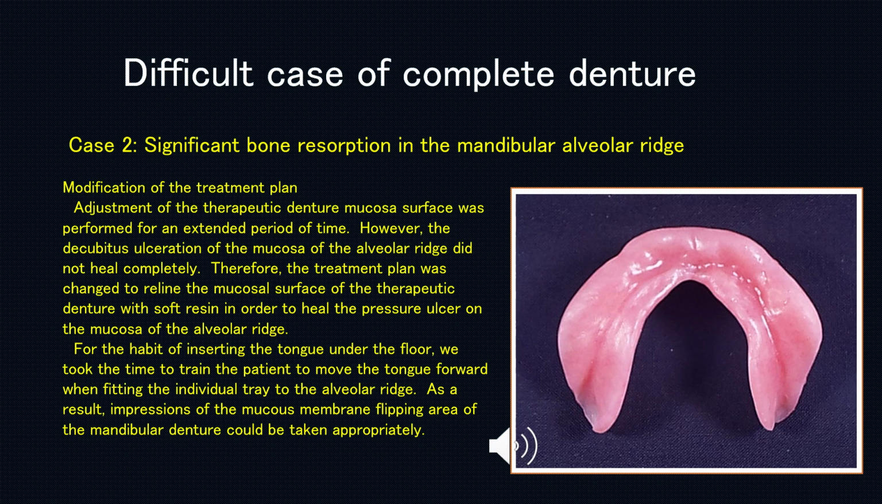For the habit of inserting the tongue under the floor, we took the time to train the patient to move the tongue forward when fitting the individual tray to the alveolar ridge. As a result, impressions of the mucous membrane flipping area of the mandibular denture could be taken appropriately.